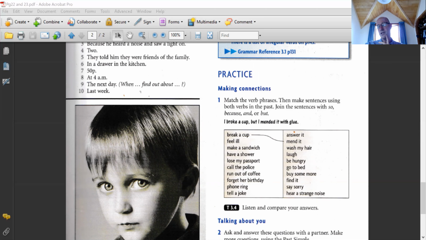So we need to use this, let's get word go, which is infinitive. What's the past tense of go? Went. So the full sentence, I felt ill, so I went to bed. Okay, see if you can do the rest and we'll check them all next week.